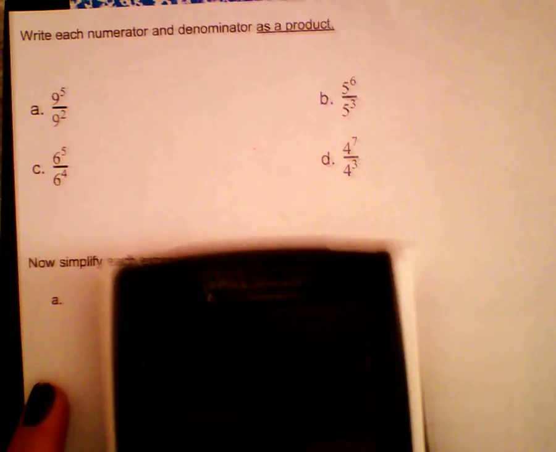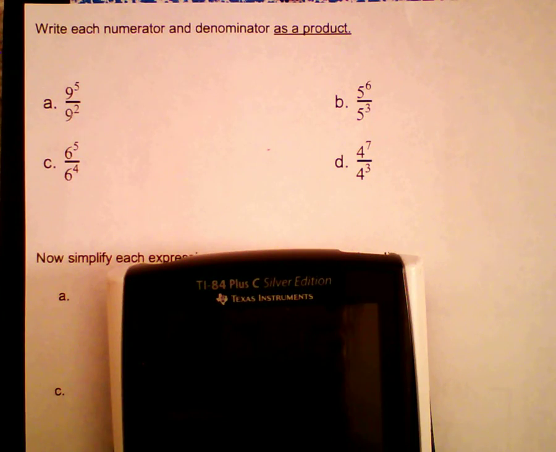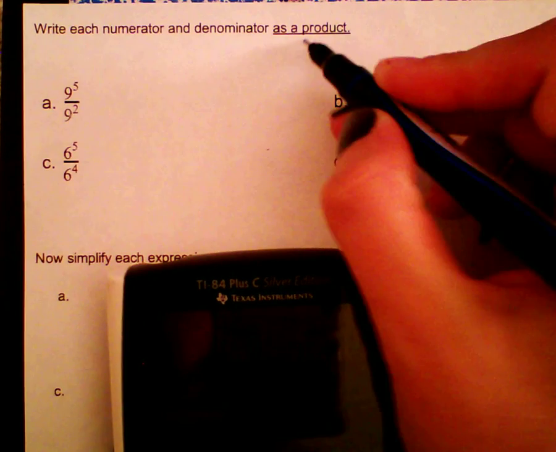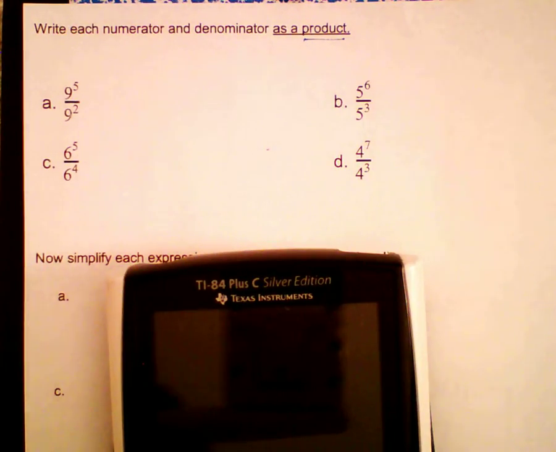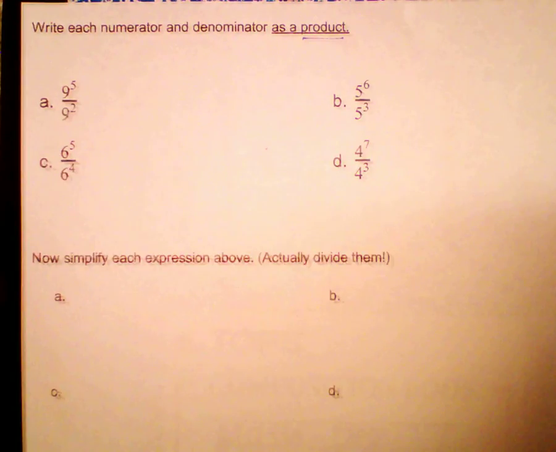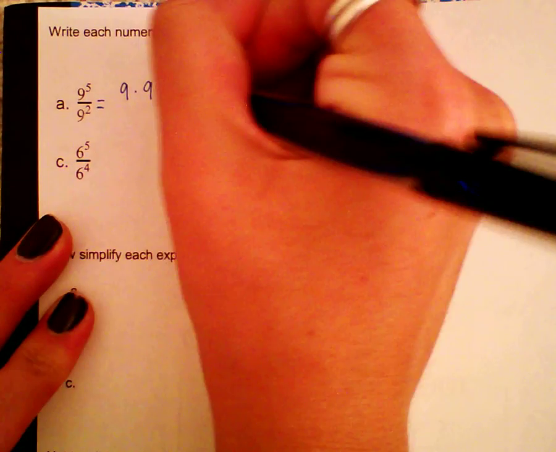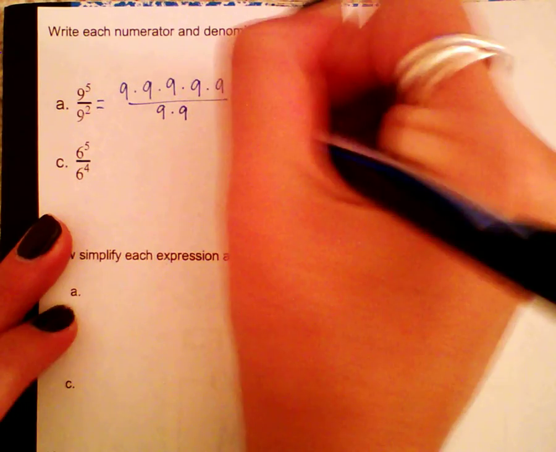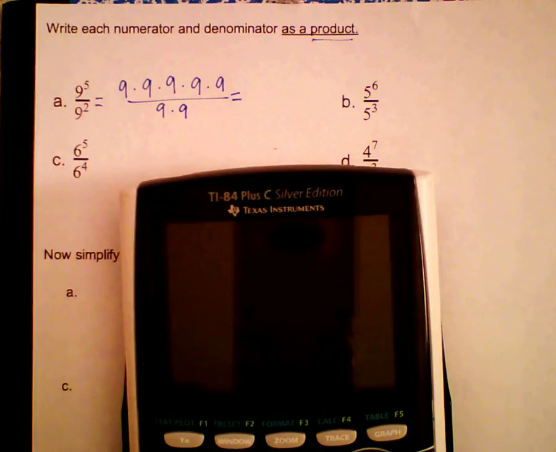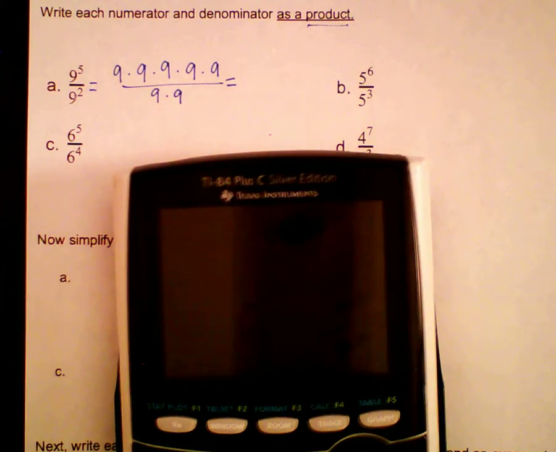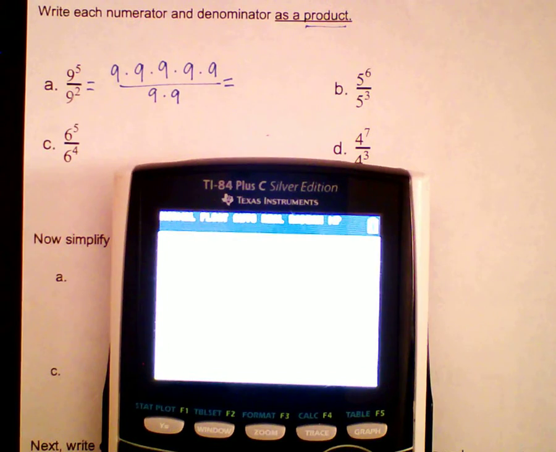So it says, write each numerator and denominator as a product. Product tells me I'm multiplying, okay? So first thing I want to do with my numerator and denominator is expand. So 9 to the 5th, I know, means 9 times 9 times 9 times 9 times 9 over 9 squared, 9 times 9. So with your calculator, again, only this time, look at this fancy schmancy calculator, huh?